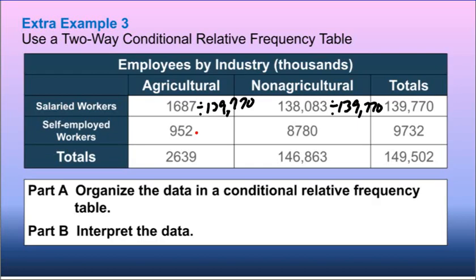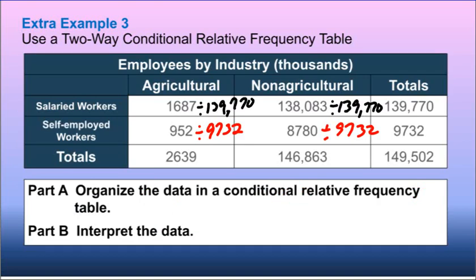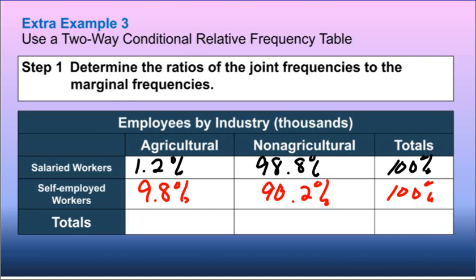Self-employed, here we're going to divide this by 9,732. So 952 divided by 9732 gives us an answer of 9.8%. And for this one, we know that this has to equal 100%. So I could actually take the 100% minus the 9.8%, and that would give me 90.2% for this one. But just to verify it, if I go back and did 8780 divided by 9732, multiply it by 100, I would get 90.2. Now the totals, if I add straight down, this would give us 11%. This will give us 189%. And over here would give us the 200%.